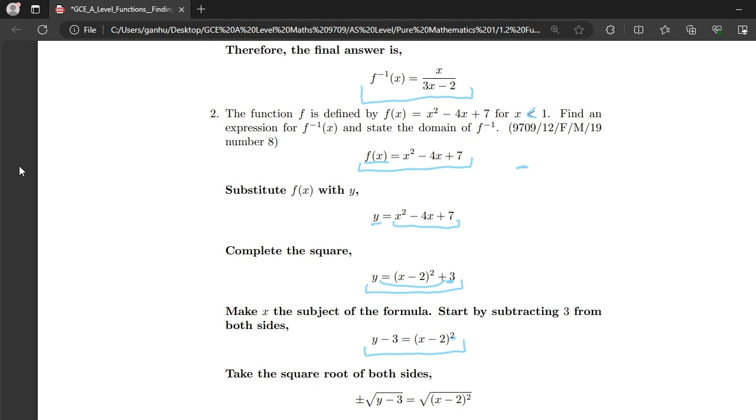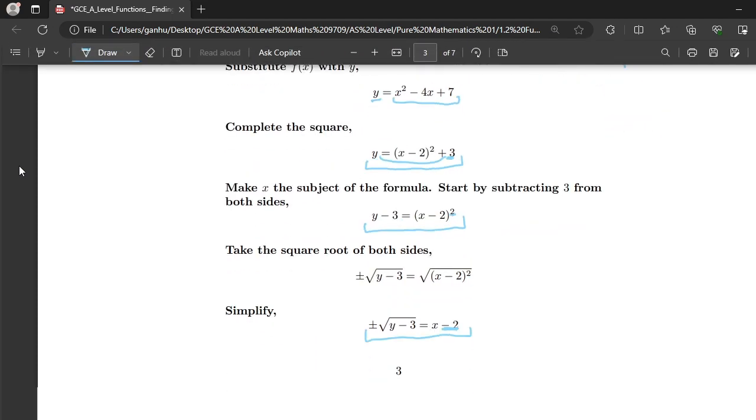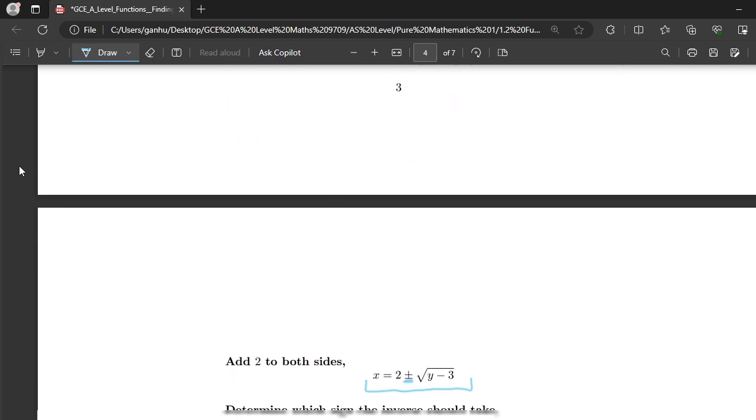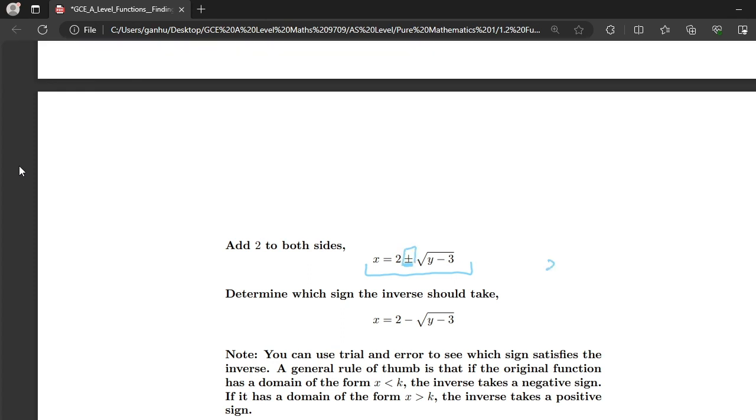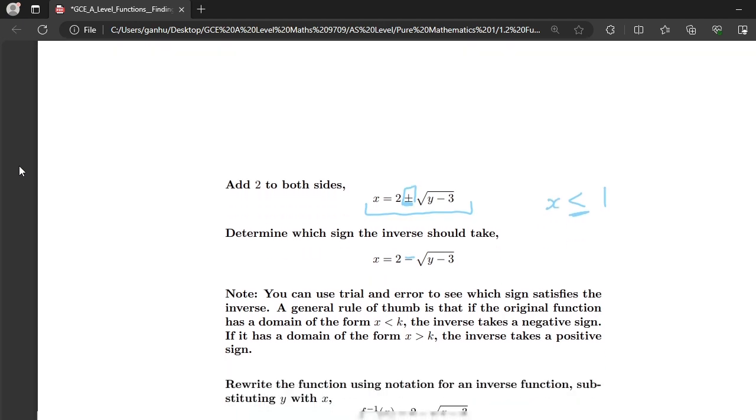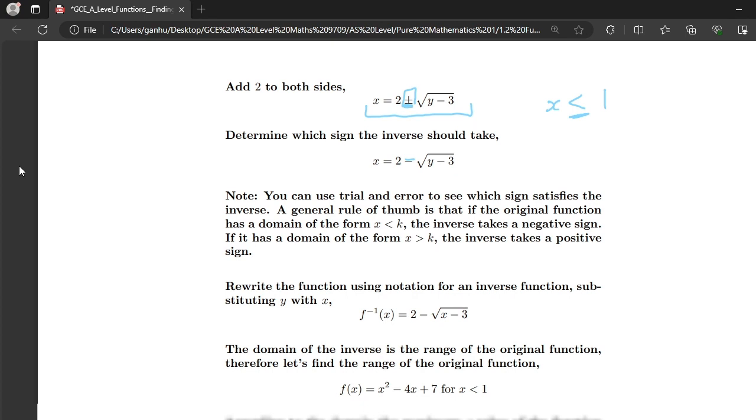If our domain was, for example, x is greater than 1, it means we would have taken the positive sign. So less than sign means you take the negative sign, greater than you take the positive. In this case, to choose between these two sides, our domain is x is less than 1, so it means we are going to take the negative sign. That's why here it says x equals 2 minus root y minus 3. And then again replace x with f inverse of x, and then wherever there's a y, put an x.